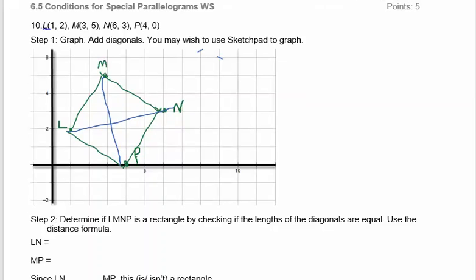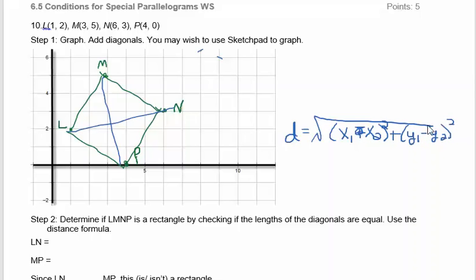Now I want to find out if it's first a rectangle by checking if the diagonals are equal. So we need to use the distance formula. And the distance formula, you've been doing it so much that you should have it memorized. You can look it up in your book, but you are going to subtract the x-coordinates and square it, and then you're going to subtract the y-coordinates and square that. So for LN, here's L and here's N, I have the points 1, 2 and the point 6, 3.